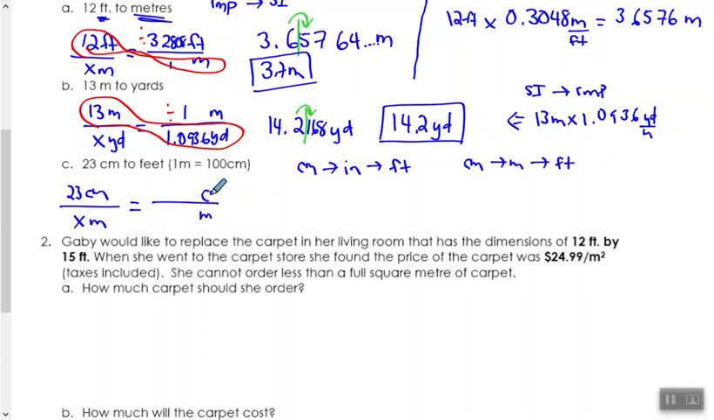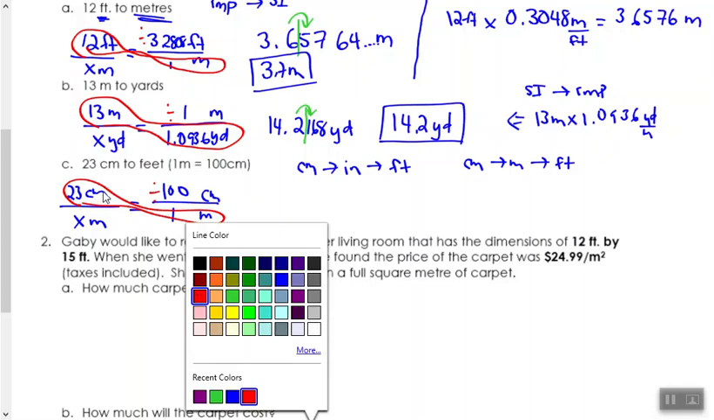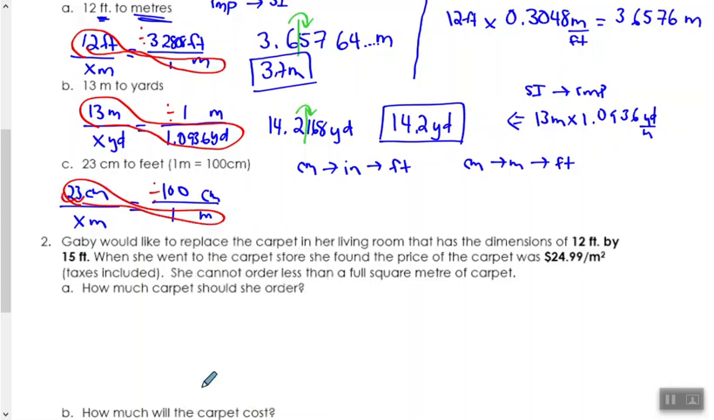So meters, centimeters. In 1 meter, I have 100 centimeters. So if I take a look, I will be dividing 23 by 100. When I divide 23 by 100, all I basically do is move my decimal place over 2 times. So I get 0.23 meters is 23 centimeters. That's a nice easy conversion to do.